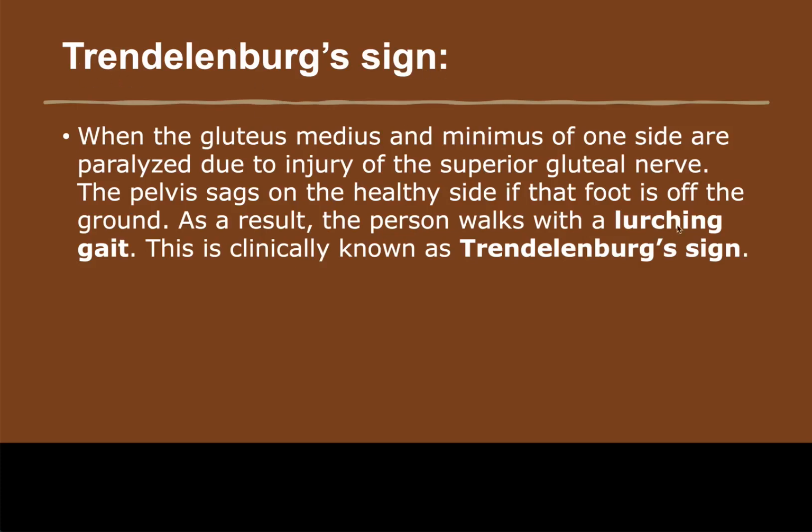I hope after having this session you have understood this term, and if you see somebody walking like that, you should be able to diagnose that this person has a lurching gait, or in other words, in clinical terms, you can say Trendelenburg sign. It's not just, oh, he's limping, but now you know the scientific answer. I hope this description will make you understand this concept. Thank you very much.